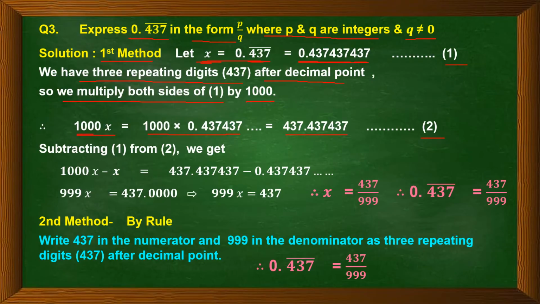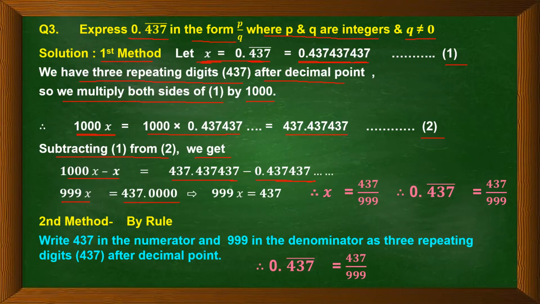Now 1000x is more than x. So we can say second equation is more than first equation. So we shall subtract the first from the second and we get 1000x minus x is equal to 437.437, minus 0.437437. Now 1000x minus x is 999x and 437.437 minus 0.437437. Basically all these decimal digits are going to get cancelled and we are left with 437.000, which is nothing but 437.